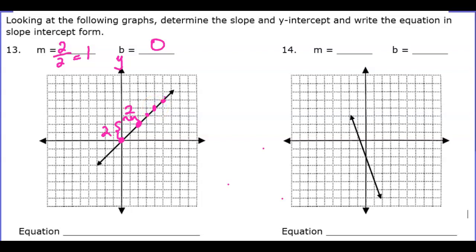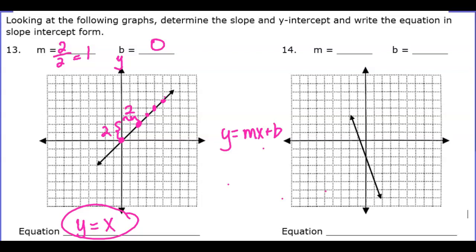Once I have the slope and the y-intercept, I can easily write the equation. I'm going to put it in the form y is equal to mx plus b. In this case, my y is equal to 1x, so I'm just going to write x plus 0. Well, I'm not going to write plus 0, so there's my equation.